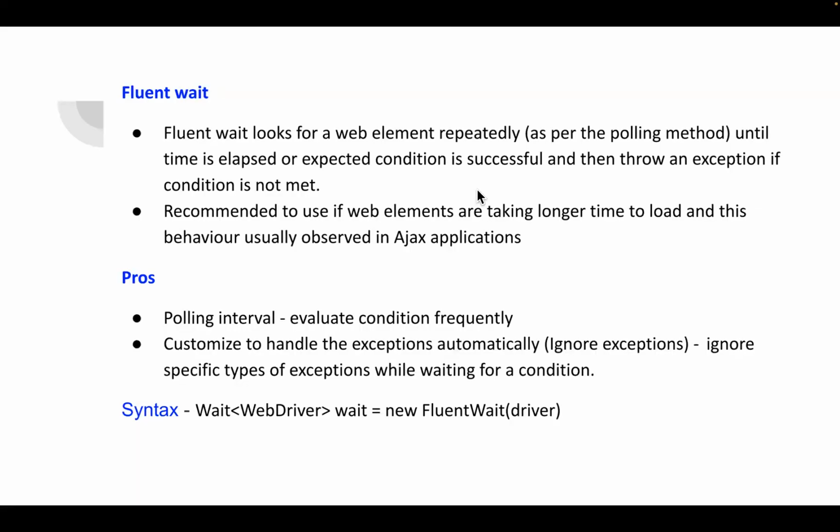Fluent wait looks for a web element repeatedly until time is elapsed. How does it wait for a web element repeatedly? For that, we do have a polling method. So we are going to set this polling method. Based on that, it is going to evaluate the condition frequently, right?